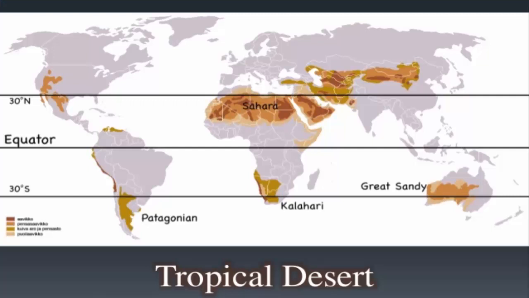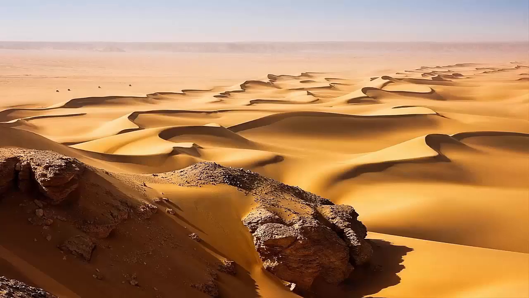Number 1, tropical deserts. As the name suggests, these deserts are located close to the equator, that is north and south of the equator. These are very dry and hot places, and they have the highest average monthly temperature on the earth. The examples of tropical deserts are the Sahara Desert, the Arabian Desert, and the Kalahari Desert.